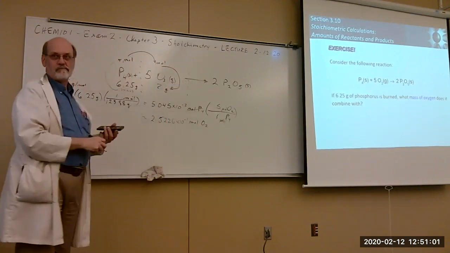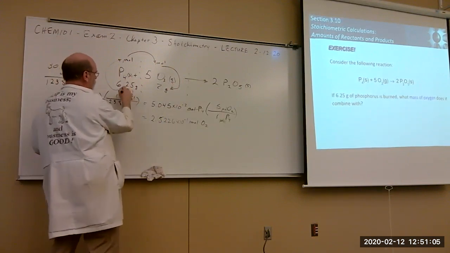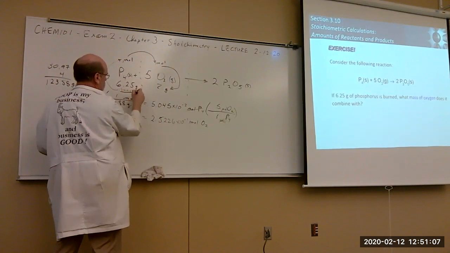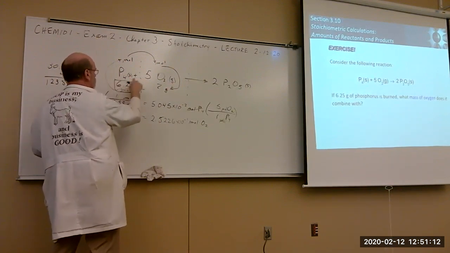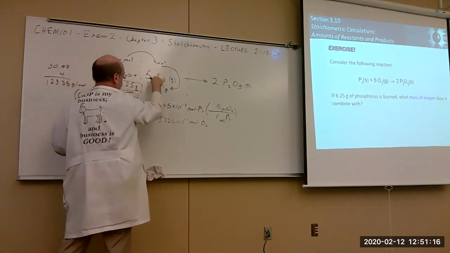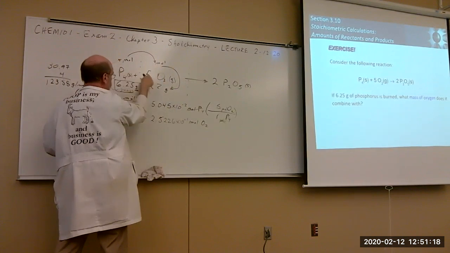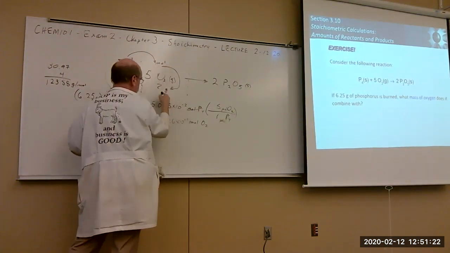How do you know you're going from mass to grams? Is that just something we're supposed to already know? Well, no, mass is grams, right? You're going from a unit of mass to moles of this. Then you convert moles of that to moles of this using your coefficients. Then you take moles of this and convert it back to grams.